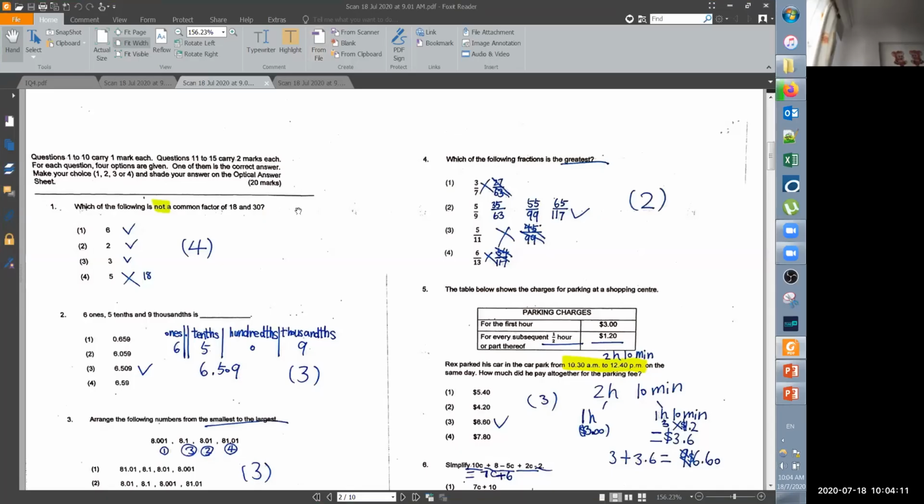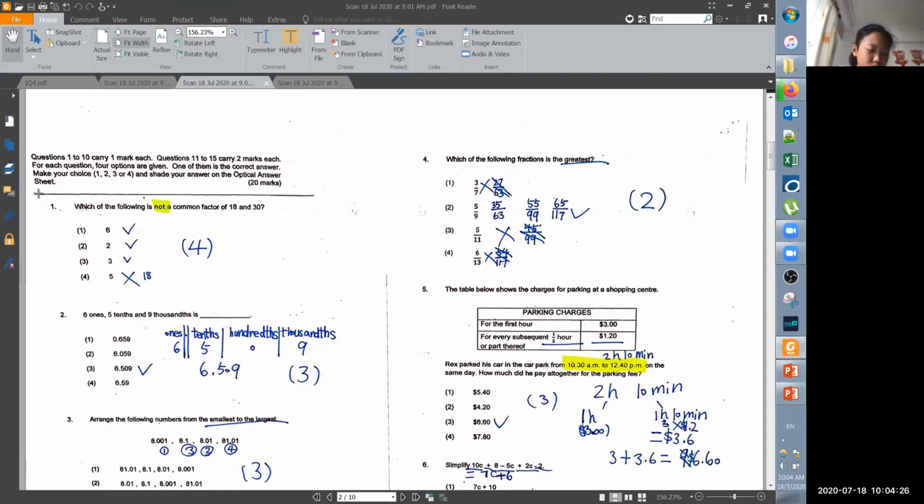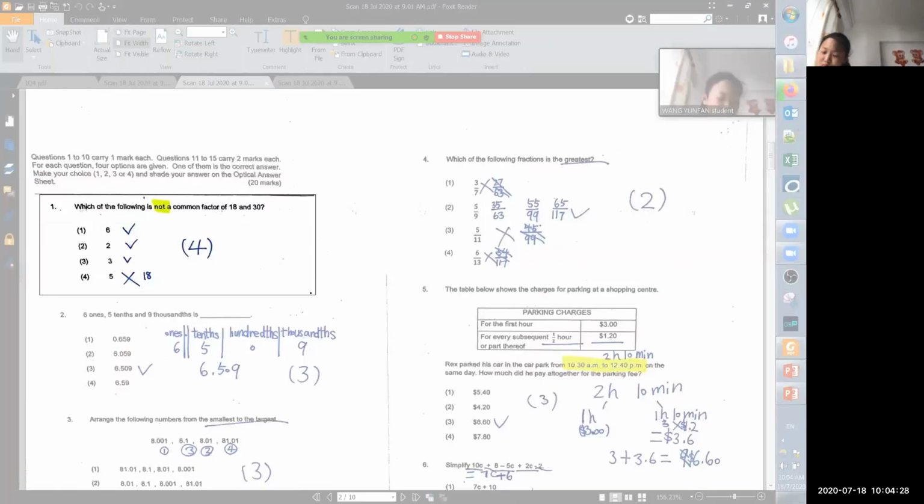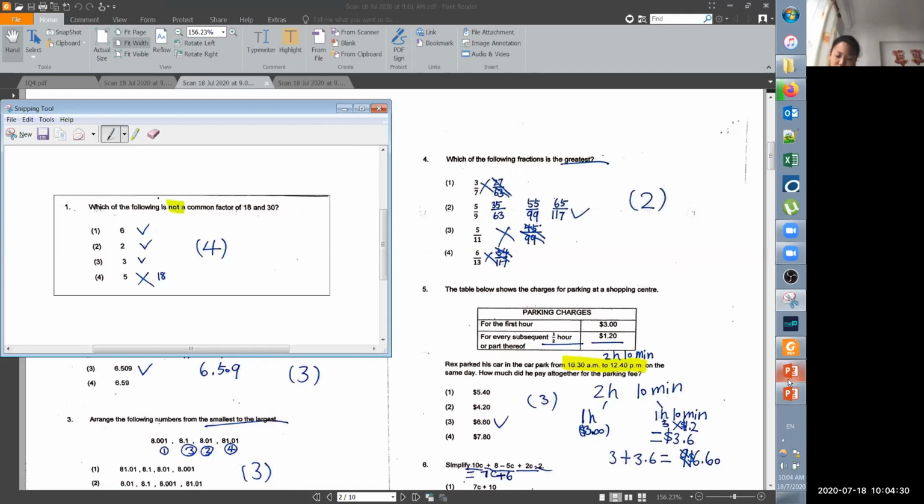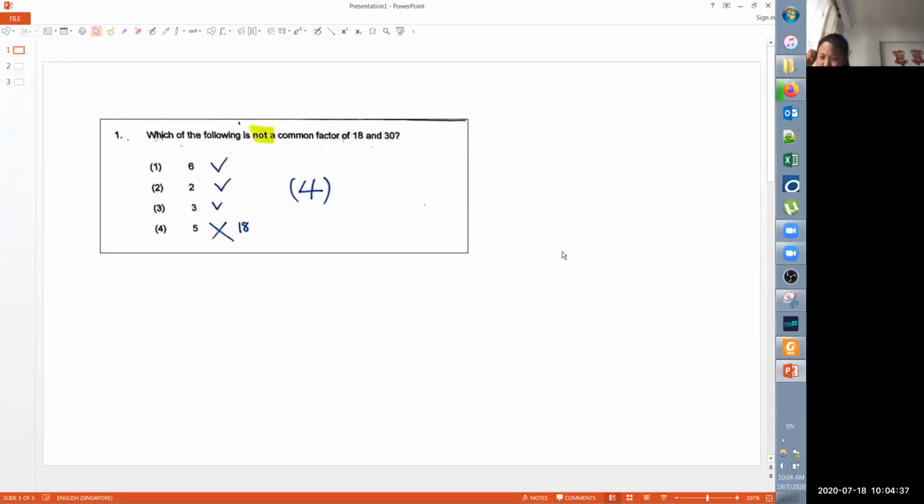Okay, good. The first question right over here: which of the following is not a common factor of 18 and 30? Even though you might get this correct, I just want to talk about the concept of common factor. Let me just grab it here. I just want to highlight this concept to you once again.